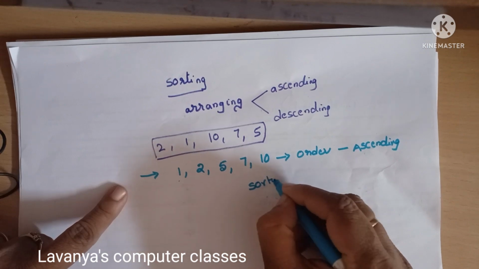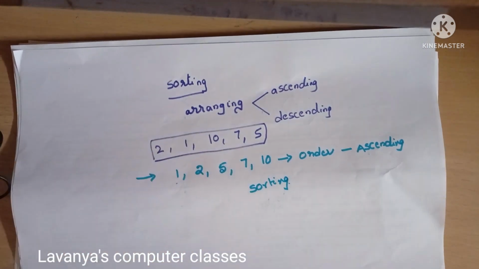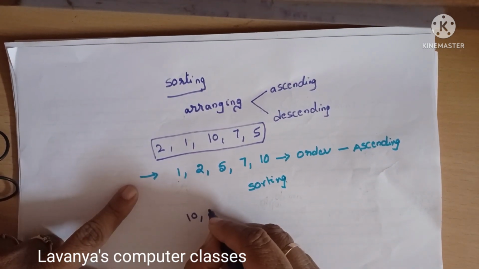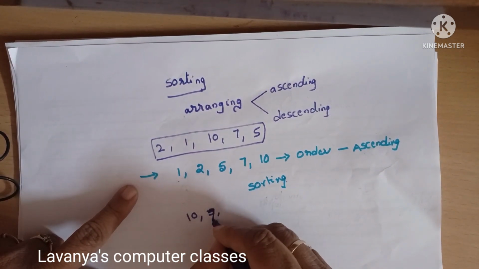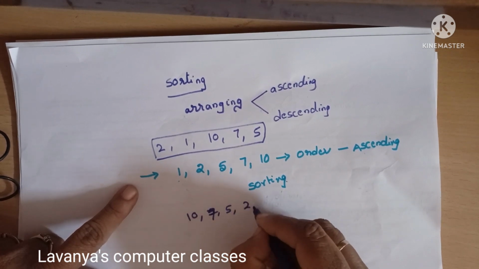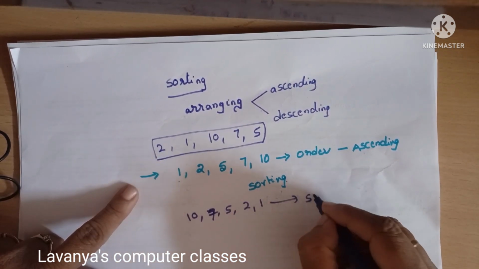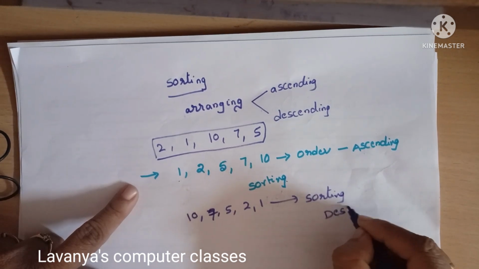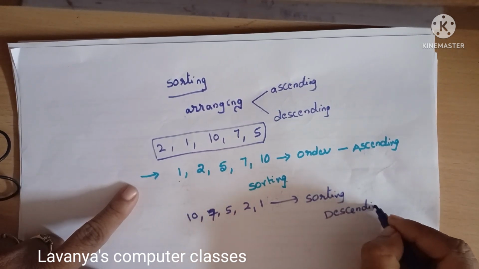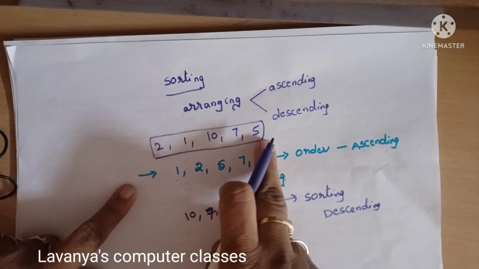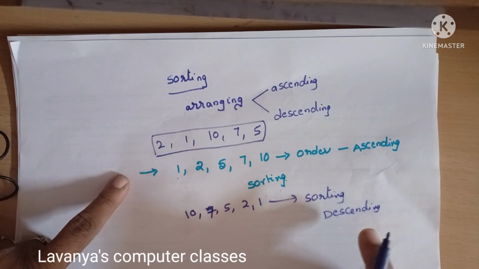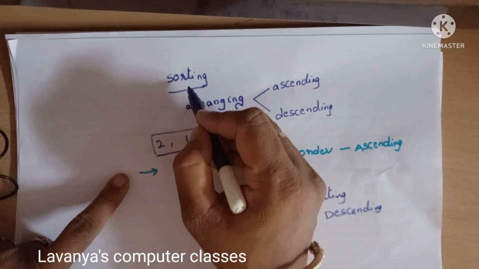Now these elements are in sorted order. Or we can arrange the elements like this also, bigger number to small number: 10, 7, 5, 2, 1. These are also in sorted order, but in descending order. Take any number of elements. Arranging all the elements either in ascending order or descending order is known as sorting.